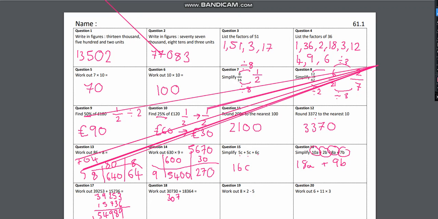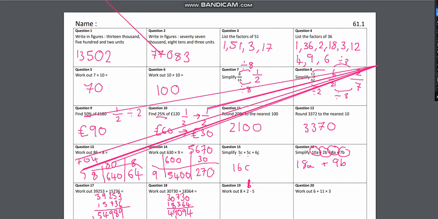So exactly the same principle needed here. We've got 30,730, and we're going to add 18,364. So we can do 4 plus 0 is 4, 6 plus 3 is 9, 3 plus 7 is 10, so we're going to carry our 1 down here. 1 plus 8 is 9, 1 plus 3 is 4. So we should have 49,094.